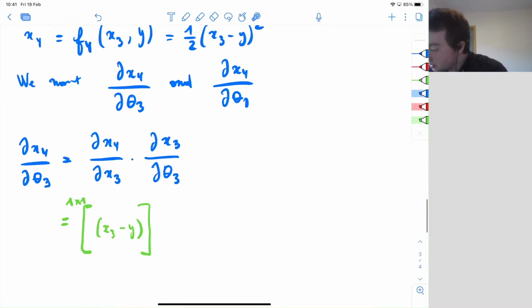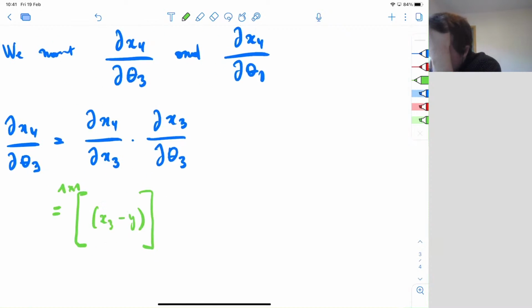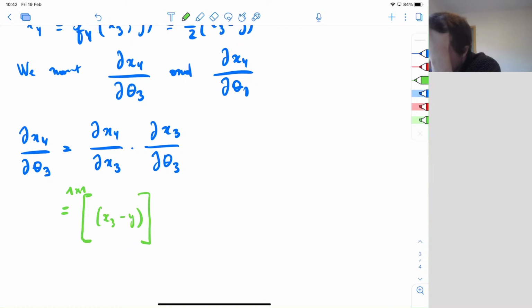Right? So let's go back to this. So the Jacobian of the output with respect to the parameters theta 3. We would have this second factor, which would be a matrix where the number of rows would be equal to the dimension of x3, which is 1, and the number of columns would be equal to the dimension of theta 3, which I will denote in this way.